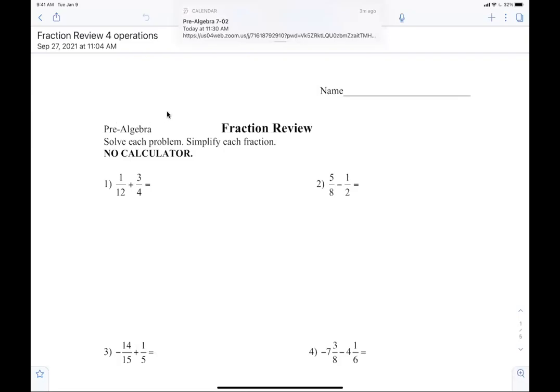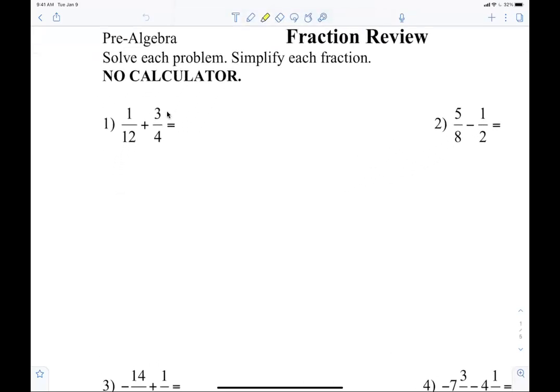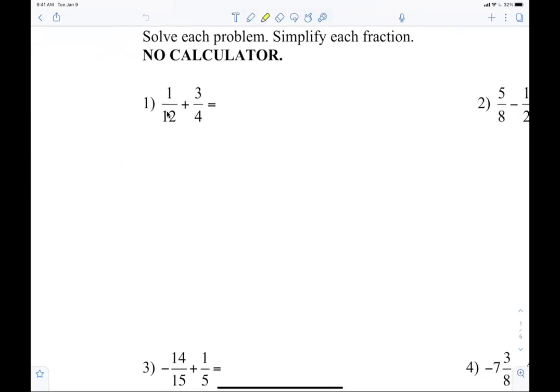All right, guys, let's see how much you remember. It's been a little while, especially when we get to the multiplication and division part. All right, so let's start. Number one. No, Curtis, tell me about number one.